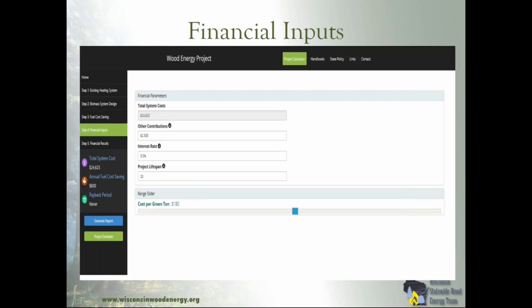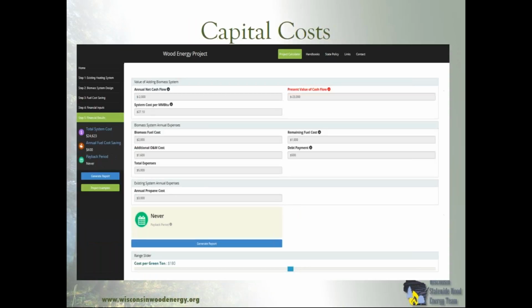So we've got the total system cost, other contributions that could be grants. Say you've got an energy incentive to put one of these units in, that's where you'd enter it here. Your discount rate or your interest rate on your loan, and the lifespan of your loan or the equipment. So you'd put all that in, and then it's going to figure out your total finances here.